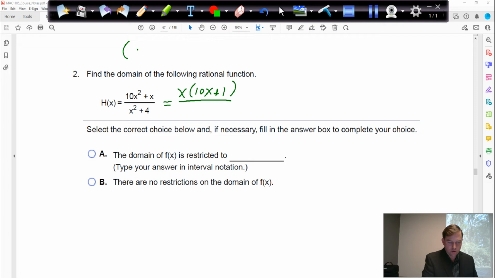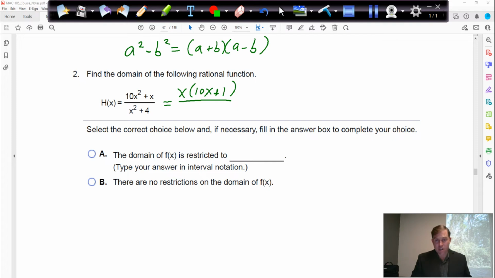I had shown before that a squared minus b squared factors into (a plus b)(a minus b). This only works because of that minus sign. If you have a squared plus b squared, that does not factor. It doesn't factor into a nice little formula like the minus version. So there's nothing that I can factor from x squared plus 4.